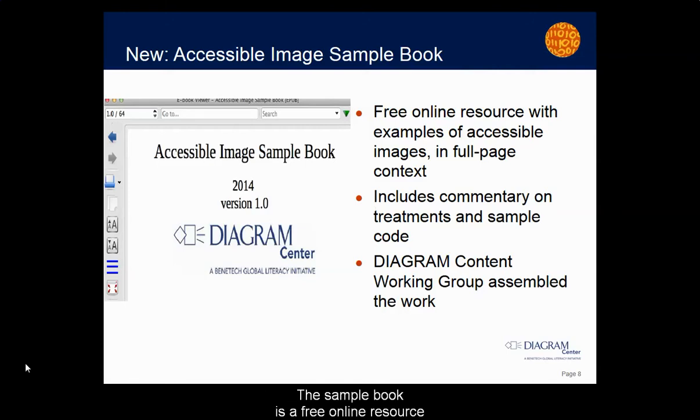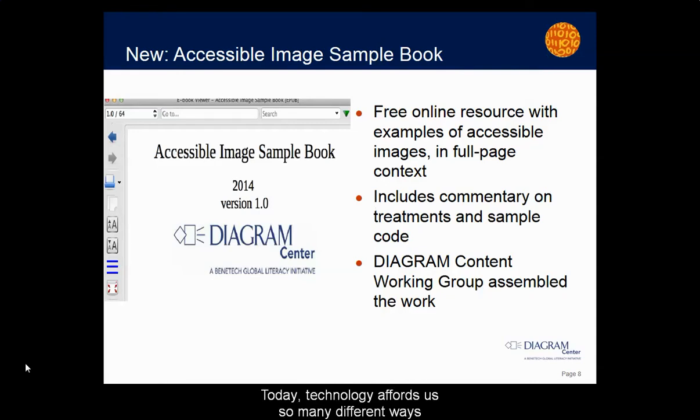The sample book is a free online resource developed to show some of the many options for creating accessible versions of digital images, especially those found in the instructional materials that the over 8 million students Julie mentioned use every day. These include maps, charts, graphs, diagrams, math expressions, photographs, and all kinds of other images. At the heart of this sample book are 7 complex images, each one shown in the context of its surrounding text material and with commentary on how to make the image accessible in various ways. You'll even see the code that you would use to provide it in a digital book.